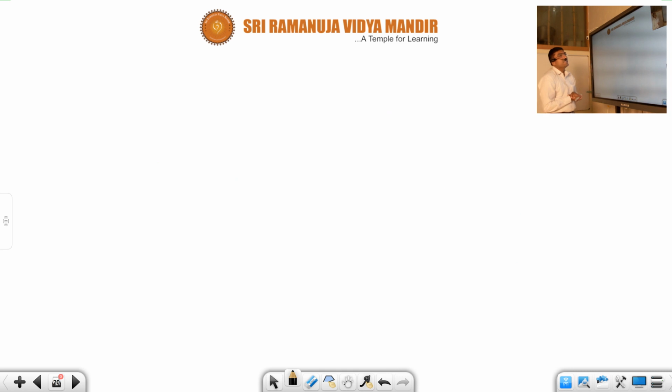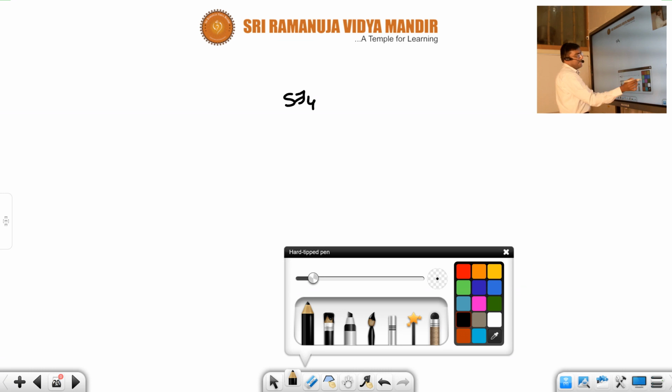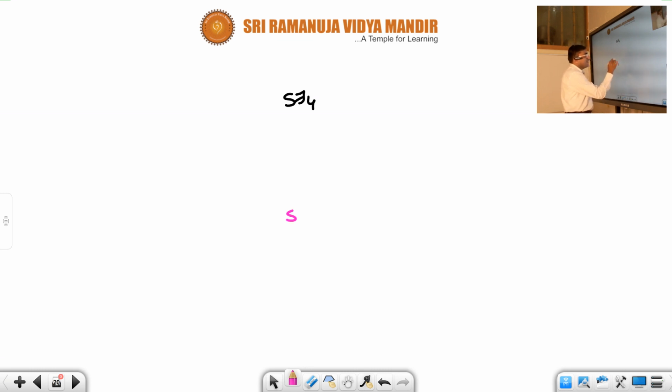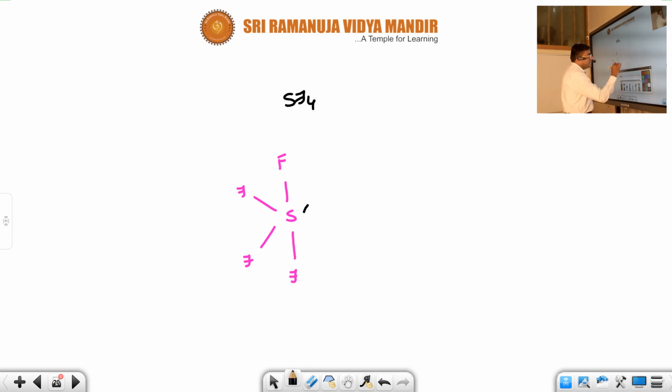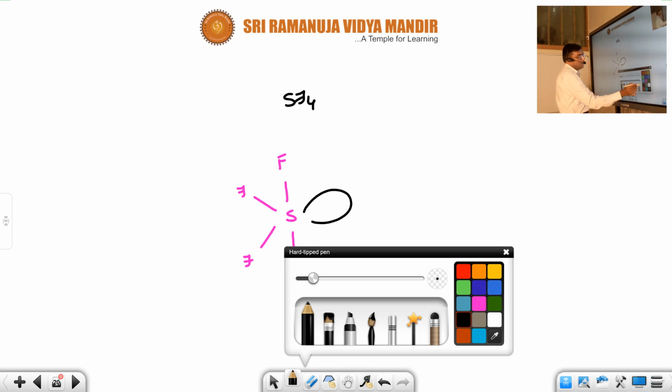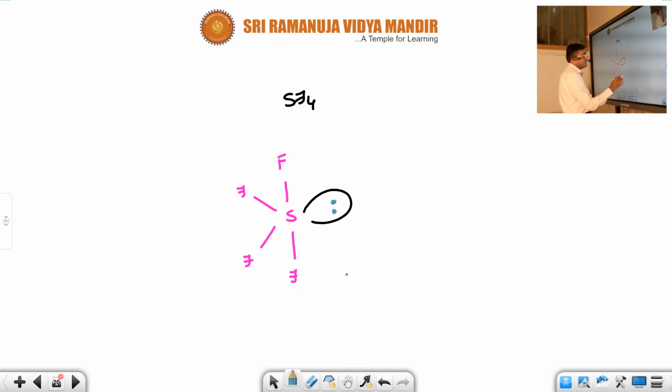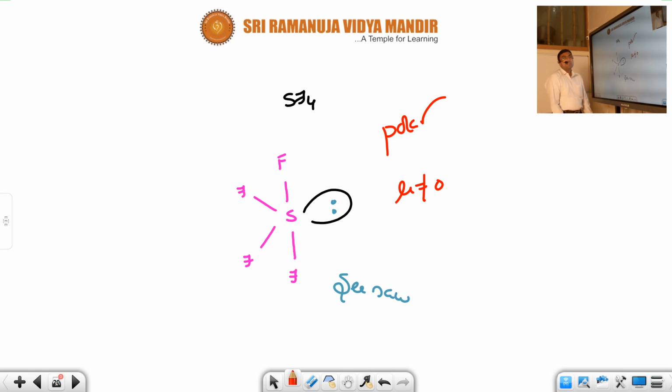So let us take the case of SF4. In SF4, it has a structure called seesaw. What is it? Seesaw structure. If you draw the seesaw structure, it has a lone pair. So when the lone pair is there, the molecule is definitely going to be a polar molecule. So mu is not equal to 0. It is a polar system.